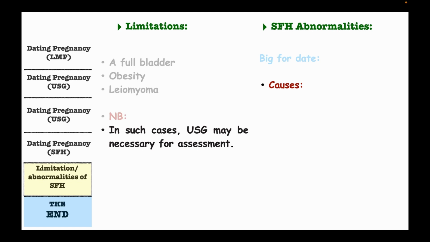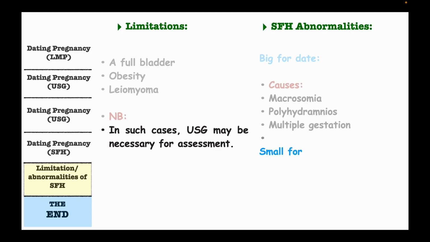So what are some of the causes of big for date? We have things like macrosomia, that's a big baby. Then we also have polyhydramnios, where we have excess or large abnormal volumes of amniotic fluid. Then also when the woman gets excessive weight during pregnancy, as well as multiple gestation. All of these can cause what we call big for date.